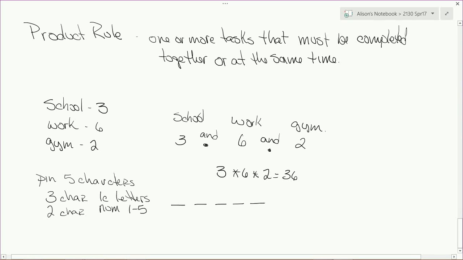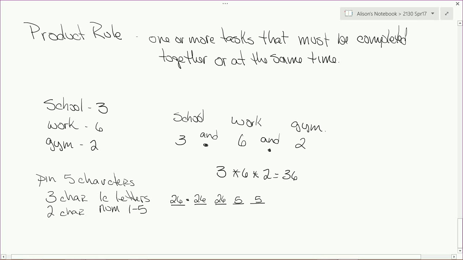And so I'm going to lay it out here in front of me. There are 5 digits in the PIN number. The first 3 characters have to be lowercase letters. Well, there are 26 lowercase letters, so I'm going to put the 26 here. And then the last 2 have to be numbers between 1 and 5. That would give me 5 options for this one and 5 options for this one.